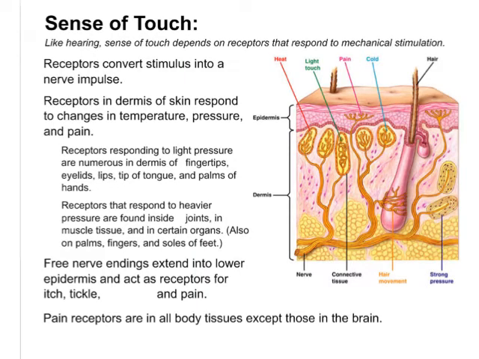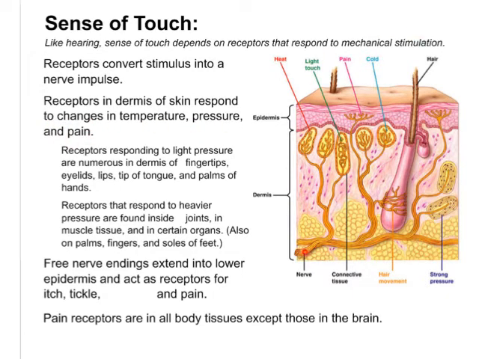Now let's look at the sense of touch. Like hearing, the sense of touch depends on receptors that respond to mechanical stimulation. There are touch receptors that convert the stimulus into a nerve impulse. They are in the dermis of the skin, and they respond to changes in temperature, pressure, and pain.